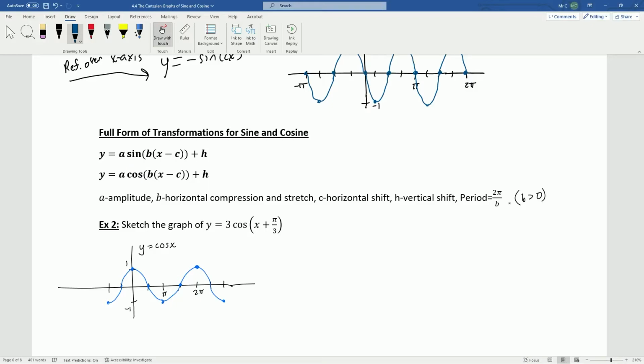Now, one little thing I want to note is that we are assuming here that b is greater than 0. And if b is not greater than 0, if you have a negative value for b, you always want to use that even or odd property like we did in the previous example.